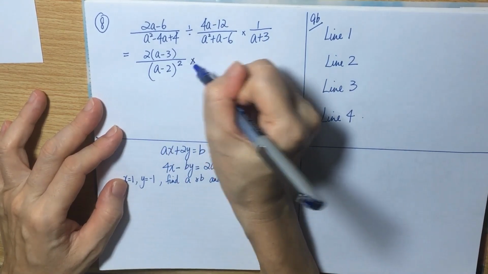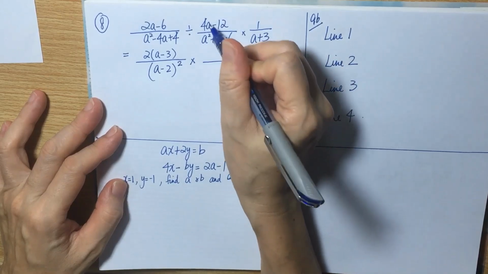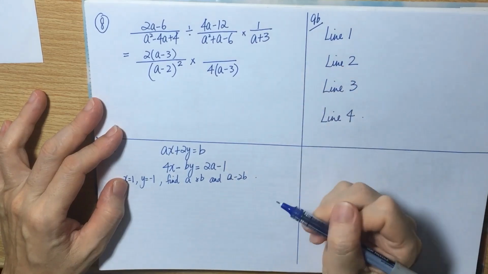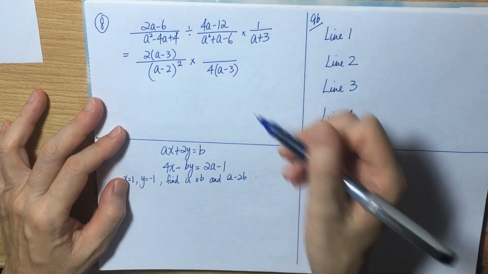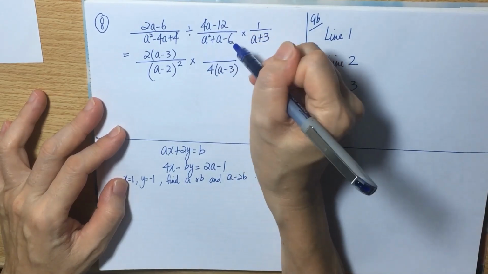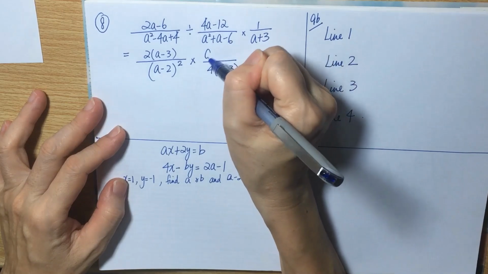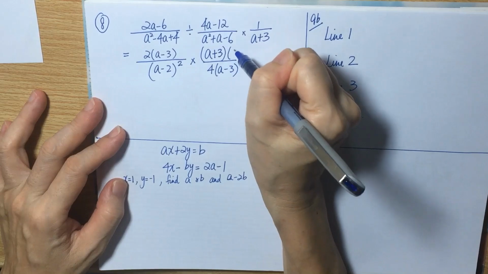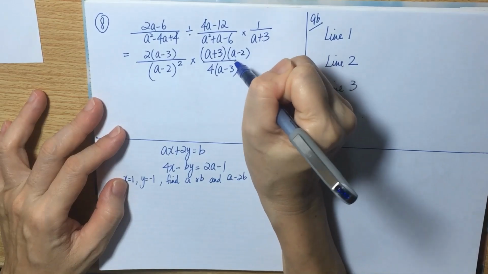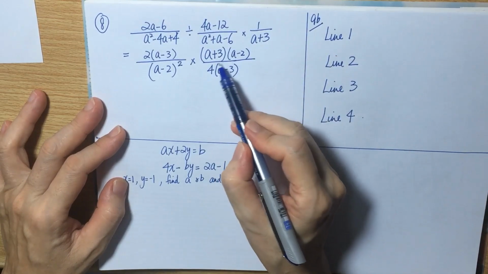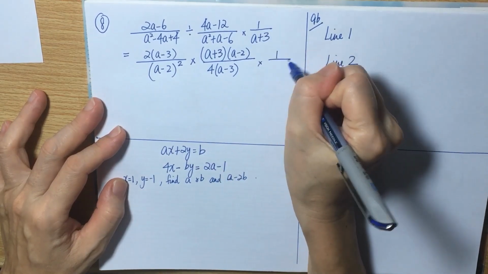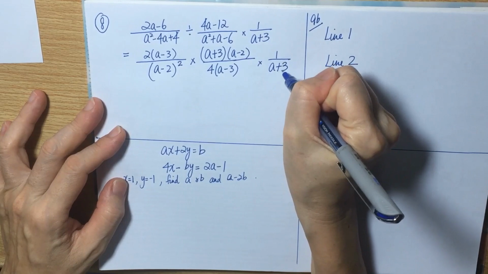Divide means multiply by the reciprocal. So 4 is a common factor, take it out. So you have 4 times (a minus 3). As for this a squared plus a minus 6, we can factorize it to be (a plus 3) and (a minus 2). So that would be a squared plus a minus 6. Multiply with 1 over (a plus 3).